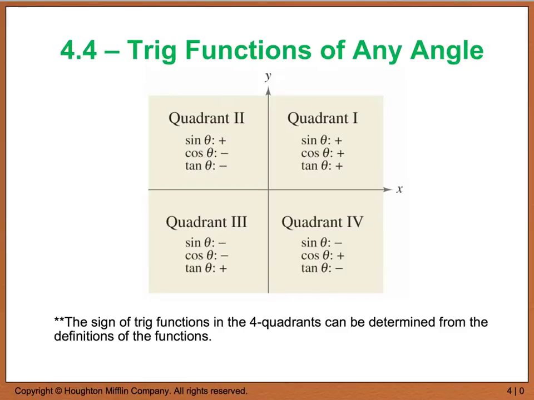Another thing we have to take into consideration when dealing with trig functions of any angle is the quadrant in which the point lies. The signs of the trig functions in the 4 quadrants can be determined by the definitions of the functions. What I mean by that is, let's take the example of cosine. Cosine represents an x value. Well, if I end up with a positive x value, I could either be in quadrant 1 or quadrant 4. So usually there's some other piece of information that's given to help me determine which quadrant I'm in.